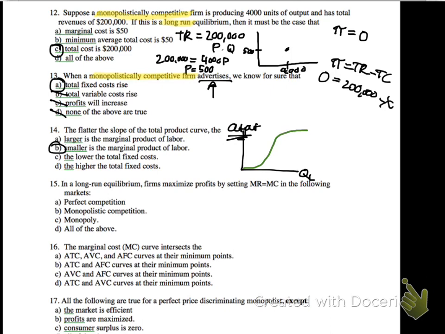So now in long run equilibrium, firms maximize their profits by doing marginal revenue equals marginal cost. Which firm would that be? That'd be every firm. In the long run, they all want to maximize their profits where marginal revenue equals marginal cost. So that's everyone. Okay, so now we have the marginal cost curve. It looks a little something like this. It's the supply curve. And it intersects what?